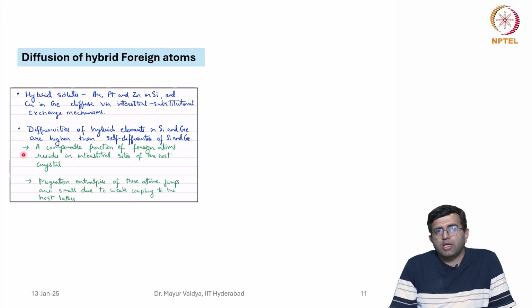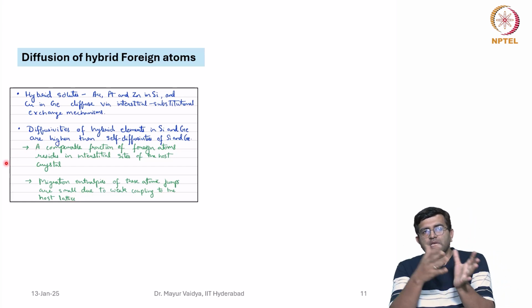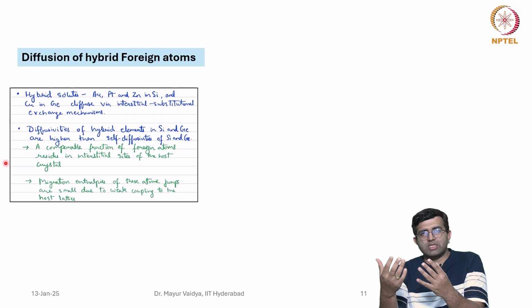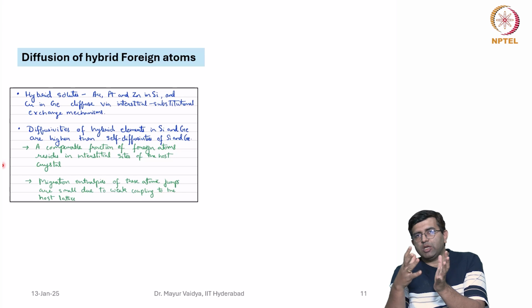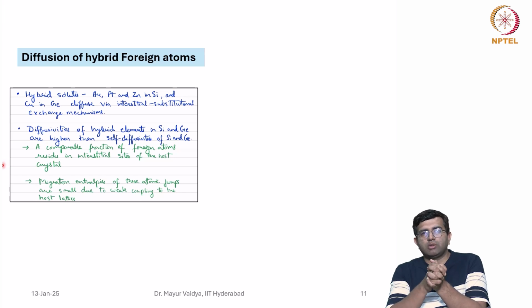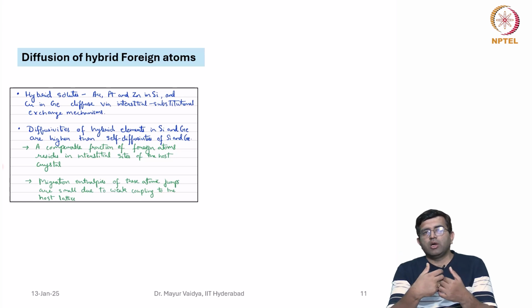So, as I said, hybrid solutes have a certain fraction in the interstitial sites, and in interstitial sites the diffusion is always faster, because you always have the probability to find a neighboring atom for exchange. So, you have the interstitial diffusion which occurs faster, and hence the hybrid solutes tend to diffuse faster than the self diffusion in silicon and germanium.